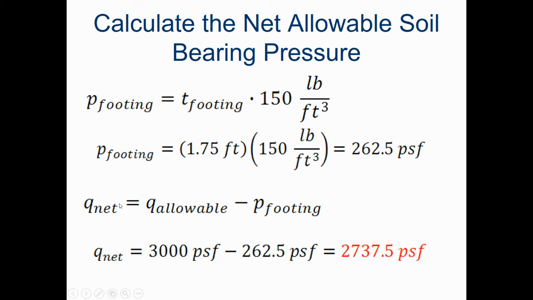In this equation, I'm going to subtract the footing load from the allowable soil bearing pressure. So I have 3,000 pounds per square foot. That's based on that silty sand. This is my number from the load of the footing. Therefore, my Q net, or my allowable soil bearing pressure, is 2,737.5 pounds per square foot. We're going to remember that for a little bit.